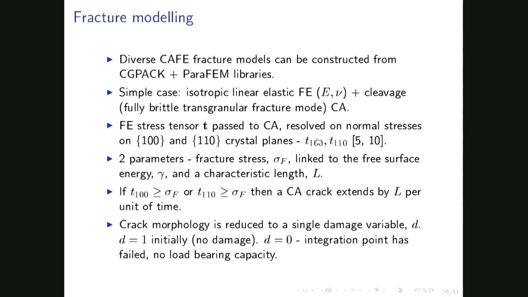And after certain increments of a cleavage fracture propagation done with CA cells, the damage is encoded into a single scalar damage variable D in this model, which is used to reduce material stiffness. So D equals 1 initially, meaning no damage. Progressively, D is decreasing to 0, which means the integration point has failed, has no load bearing capacity. The Young's modulus drops to 0, although in practice we don't decrease it to 0 exactly, but just a very small value to avoid numerical singularity in the matrix inversion.